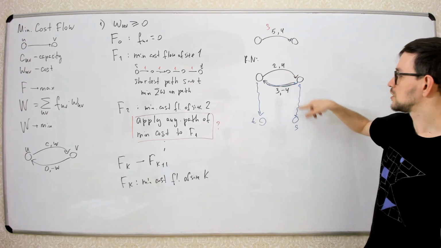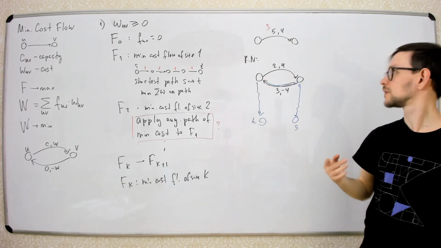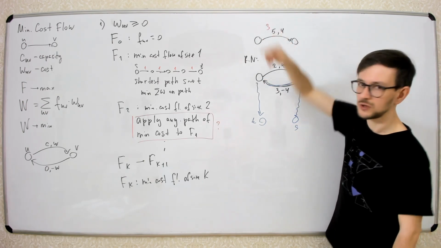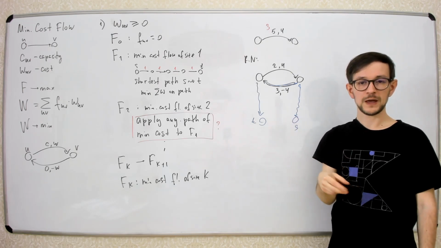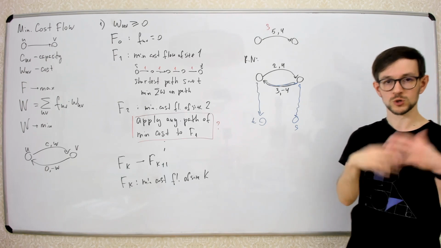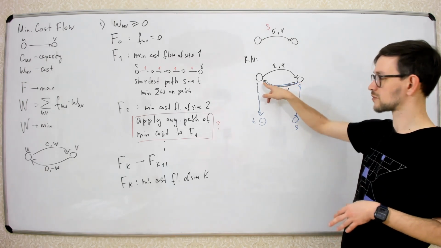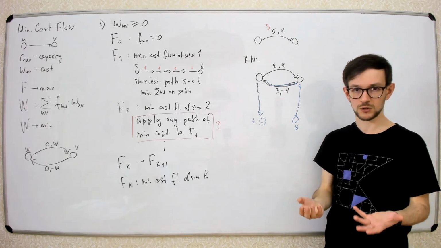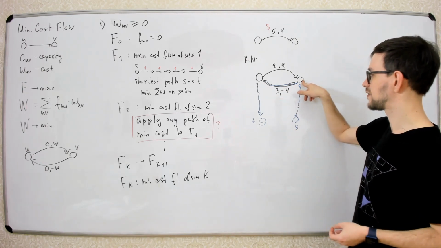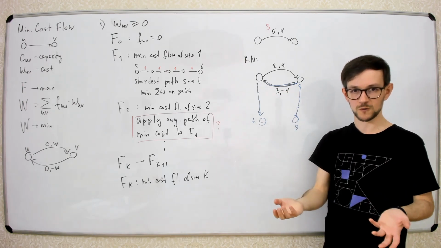So if you use this reverse edge in your augmenting path, you need to decrease this flow from 3 to 2. And if you decrease the amount of flow you push through this edge, then the total cost will be decreased. So the cost of pushing 1 unit of liquid from here to here is basically minus 4. So each time you push 1 unit of liquid from here to here, the total cost will be decreased by 4.